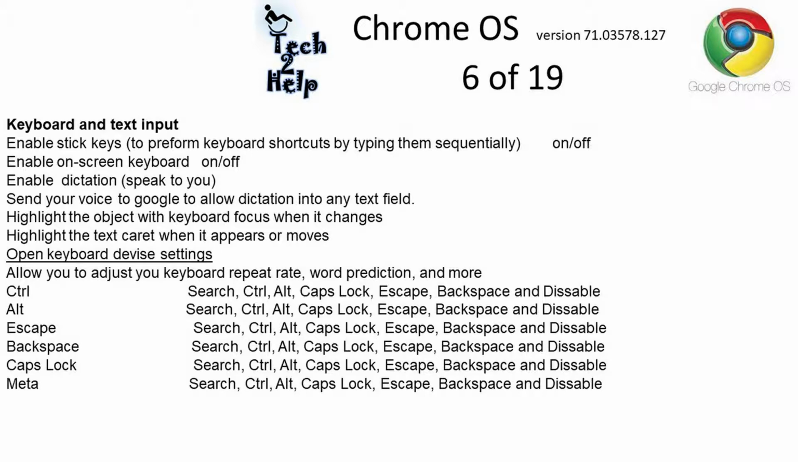Chrome OS version 71.0.3578.127, 6 of 19. Keyboard and text input. Enable Sticky Keys, to perform keyboard shortcuts by typing them sequentially, on, off. Enable on-screen keyboard on, off. Enable dictation. Speak to type. Send your voice to Google to allow dictation into any text field. Highlight the object with keyboard focus when it changes. Highlight the text caret when it appears or moves. Open keyboard device settings. Allows you to adjust your keyboard repeat rate, word prediction, and more.